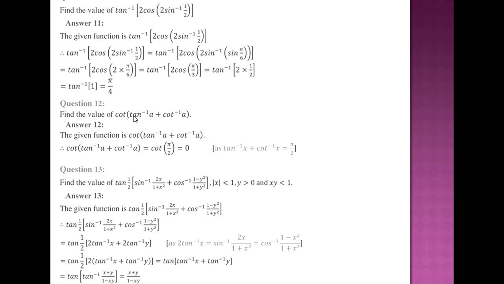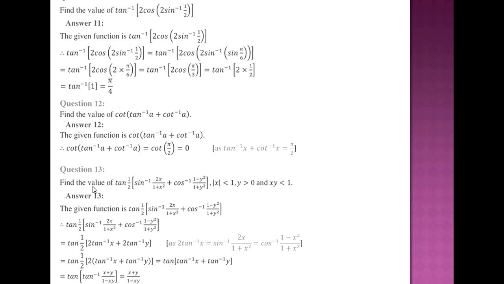Find the value of cot of tan inverse of a plus cot inverse of a. Just now we did the very famous property. If the angle is same, tan inverse of x plus cot inverse of x is pi by 2, right? So I can replace tan inverse of a plus cot inverse of a as pi by 2. So what is cot pi by 2? It is nothing but 0. I have written the reason why I am replacing tan inverse of a plus cot inverse of a as pi by 2, because tan inverse of x plus cot inverse of x is pi by 2. It should be same, x, here it is a, right? So this is how your cot of pi by 2 is 0. So the value of this is nothing but 0.